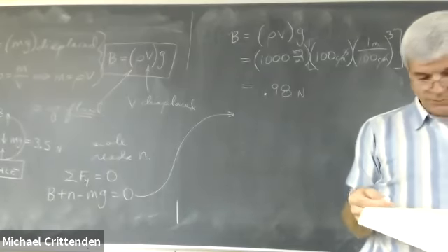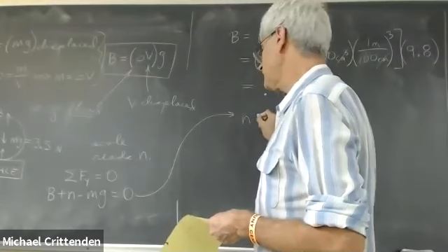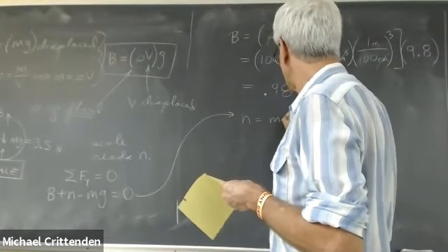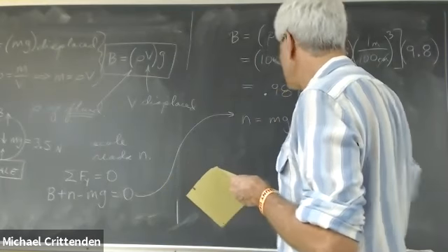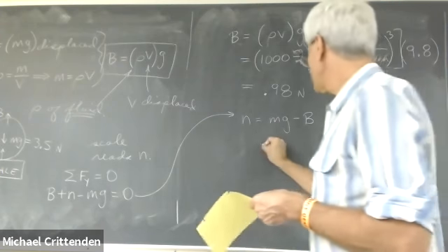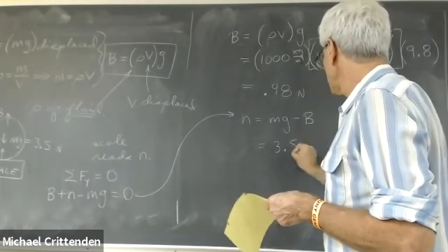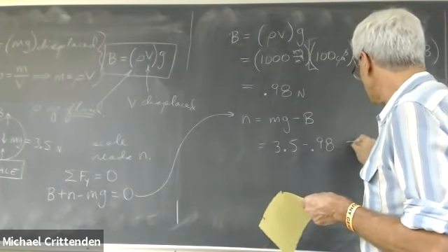So we've got that the normal force equals mg minus B, and that's the true weight, 3.5, minus the 0.98 for the buoyant force.